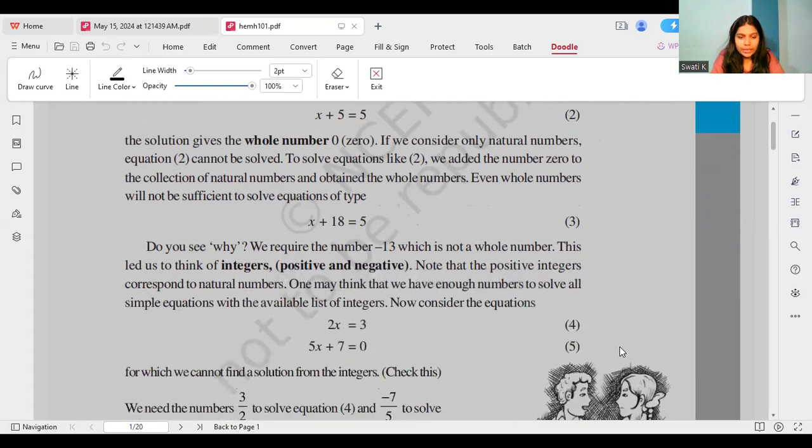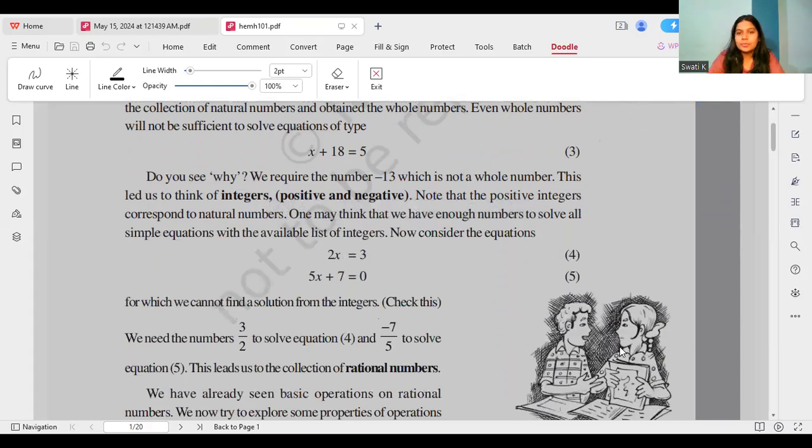Now, there is a note that is given. So, as I said, I'll be explaining each and every line. So, let's go ahead. Note that the positive integers correspond to natural numbers. Of course, when I'm saying positive numbers, I'm saying all the numbers on the right side of 0, right? So, what are the numbers on the right side of 0? 1, 2, 3, 4, 5, 6, 7, 8, and so on. But they are also called natural numbers. So, if you notice, natural numbers have two more names, and that is counting numbers and the positive numbers as well.